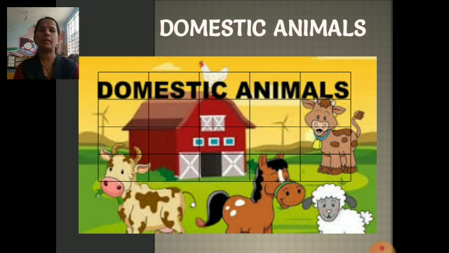Yes, we have some animals whom we don't keep as pets. What are those animals called? They stay in forest. Yes, so those animals are called wild animals. Right, children? Yes, so let us see the next slide.